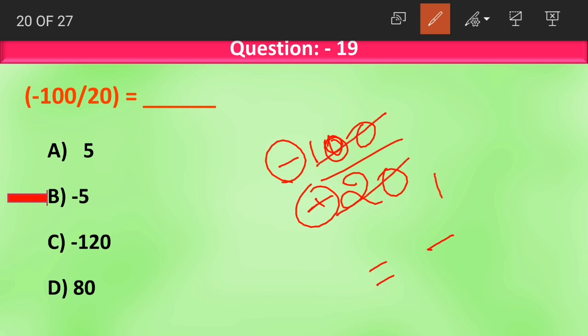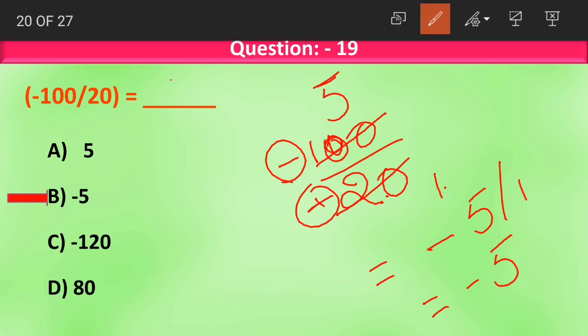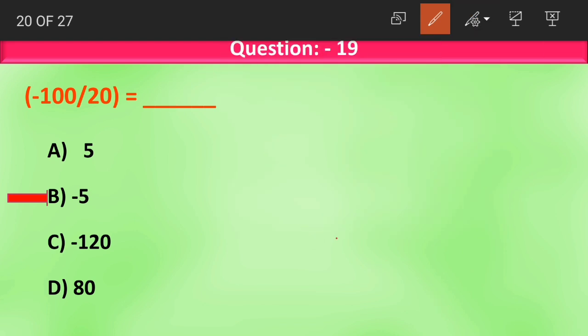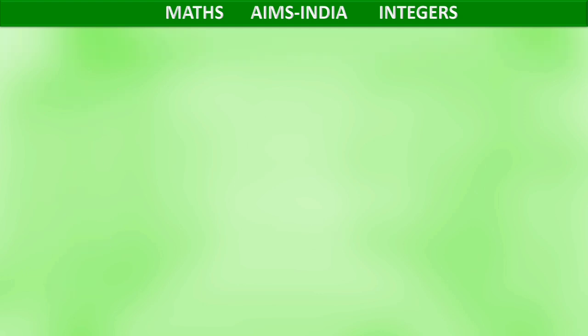Now, 20 ones are 20, 20 fives are 100. Am I right or wrong? Yes, 20 ones are 20 and 20 fives are 100. So, what will our final answer be? Minus 5 by 1 or nothing but minus 5. Which is the option here? Option B, minus 5. Minus 100 divided by 20 is equal to minus 5. Clear, class? We do the normal division. The only difference here is the signs. As the signs are different for numerator and denominator, the result will have a negative sign.